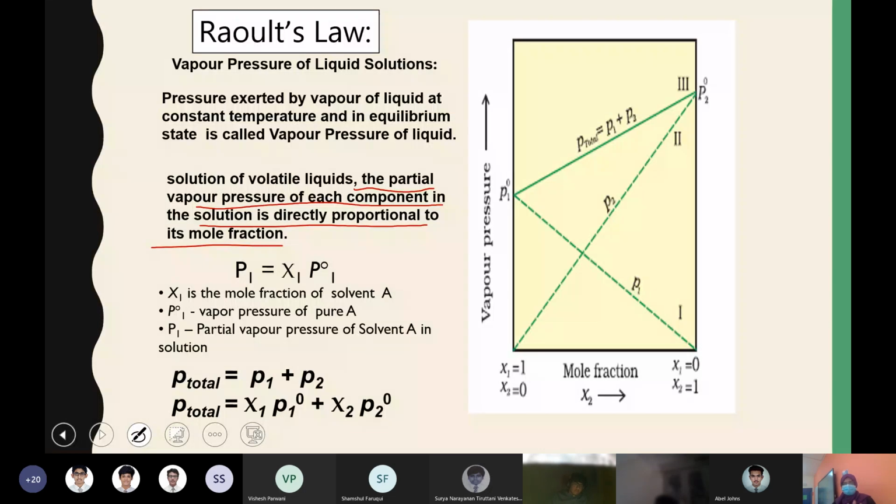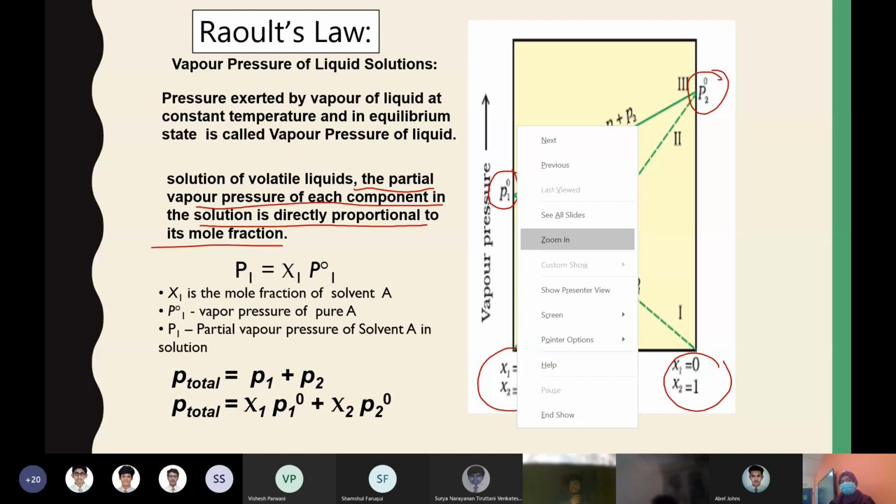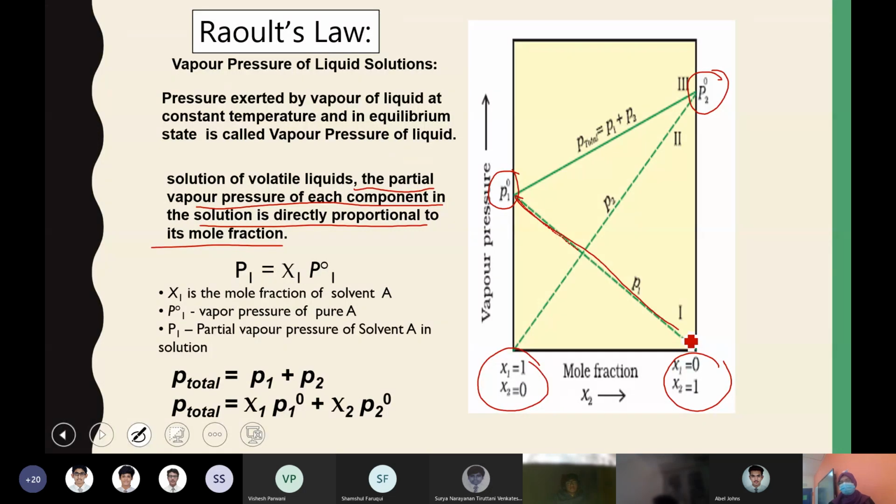So again, Raoult's graph is a plot of vapor pressure versus mole fraction. In the beginning, at the two ends, there are only pure components. At one end there is only pure component 1 and at the other end only component 2. That is the case when you have the vapor pressure of pure components P10 or P20. As the concentration changes, P1 decreases because the concentration of component 1 is decreasing. It's directly proportional: when the mole fraction decreases, partial vapor pressure also decreases.